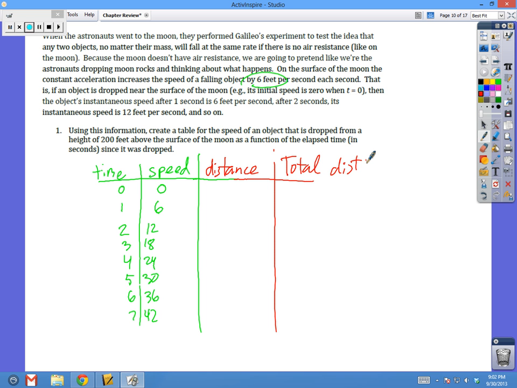Okay, the distance is just going to be between the interval of each second. So right here, this interval between 0 and 1 second. He starts off not moving, but he ends up going 6 feet per second, and he is traveling for 1 second. So distance equals rate times time. My time is always going to be 1 second, so for the rate I just multiply by 1.